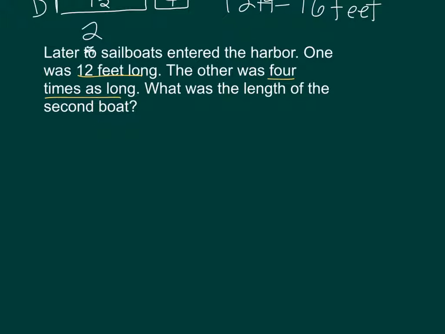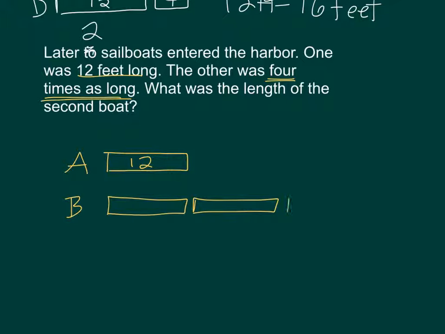So again, I'm going to draw my two boats. I'm going to have A and B. And since I learned about this one first, I'm going to write 12 as this one. So the first boat was 12 feet long. Then it says B was 4 times as long. Oh, 4 times as long. That means I need to draw that same picture 4 times. That is a big sailboat. That must be worth millions of dollars.